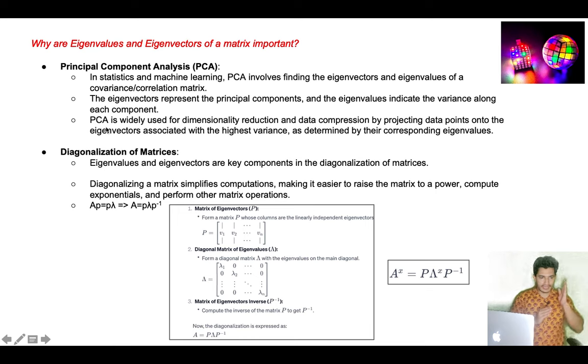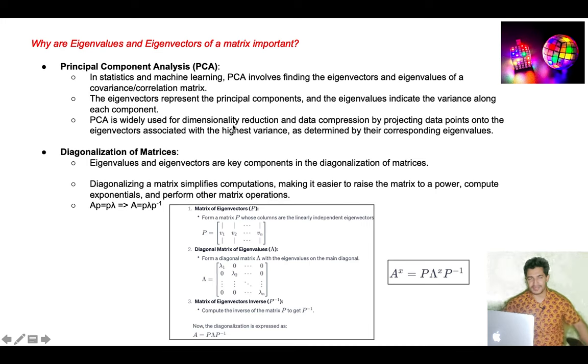Now for n features we have n eigenvectors, and all the eigenvectors may not be important, right? We can look at the value of the eigenvalue and see which are the top important eigenvectors, and we can project all the data points on these eigenvectors. So if I just take k eigenvectors and do a projection of all the data points on the first eigenvector, then second, then third, and lastly k, we will get only k dimensions. So n dimensions will get reduced to k. So PCA is widely used for dimensionality reduction and data compression by projecting data points onto the eigenvectors associated with the highest variance determined by the corresponding eigenvalue.